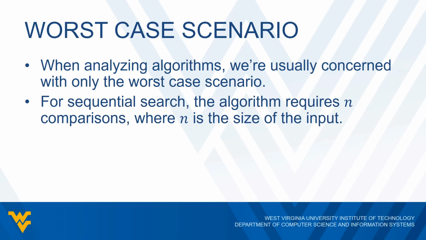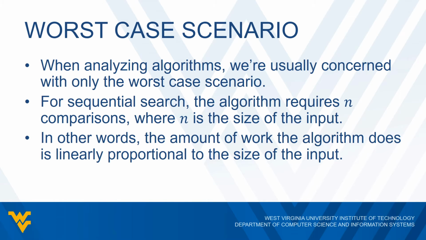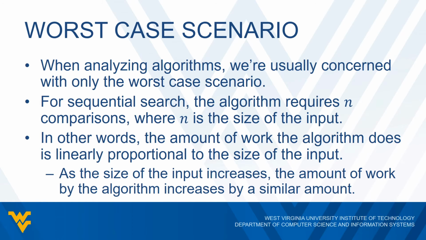So that means that for the sequential search, the algorithm requires n comparisons, where n is the size of the input. And because the number of comparisons and the size of the input are pretty much the same, we say that the amount of work that the algorithm does is linearly proportional to the size of the input, which means that as we increase the size of the input, the amount of work that the algorithm does increases by a similar amount.